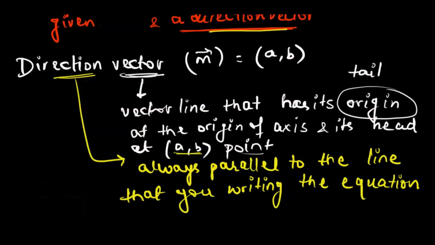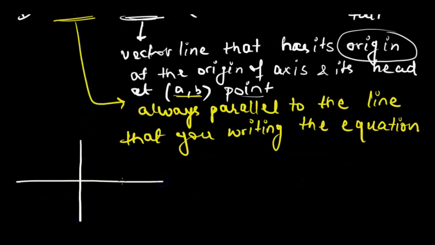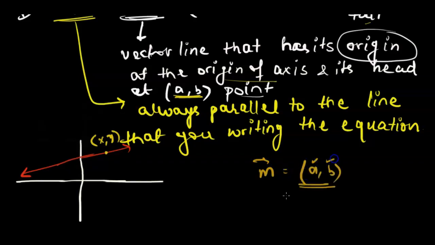Let's understand this with a diagram. Let's say we are given this axis and we are required to write the equation for this line. To write the equation for this line, we are considering condition number 2, that is, when a point is given on the line. So let's say we're given this point on the line. A point given on the line means you'll be given the coordinates for the point, so let's just consider it (x, y) for now. Another thing you should be given is the direction vector, represented as (a, b). This point (a, b) will be anywhere such that when you join the origin and this point, you get a vector line that is parallel to the line that you're writing the equation for.